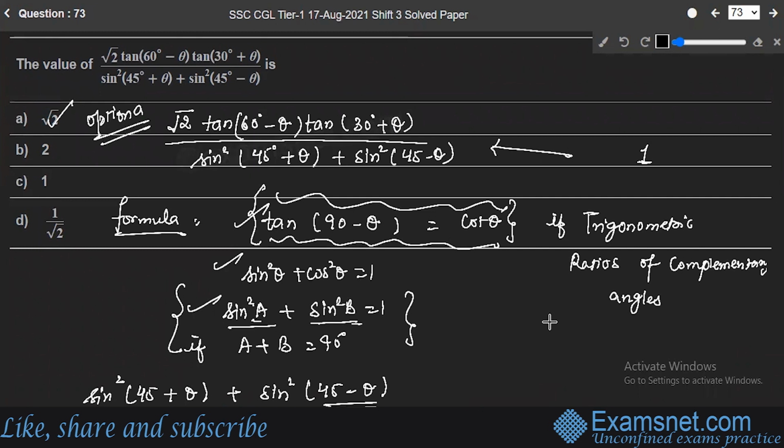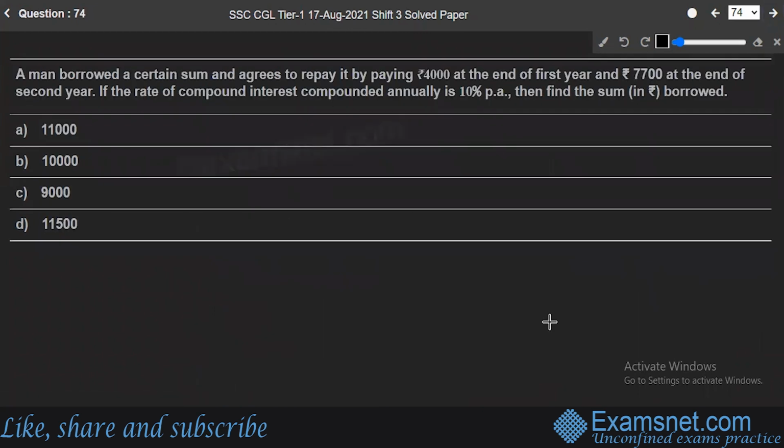Let's move to the next question, number 74. This says a man borrowed a certain sum and agrees to repay it by paying 4,000 at the end of the first year and 7,100 at the end of the second year. If the rate of compound interest compounded annually is 10% per annum, you have to find out the sum borrowed.